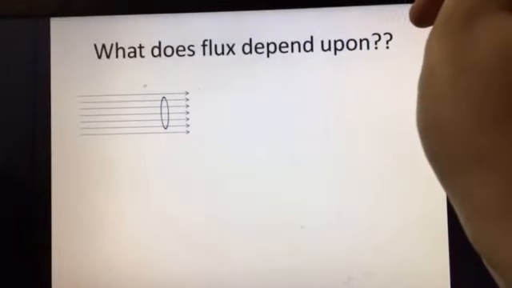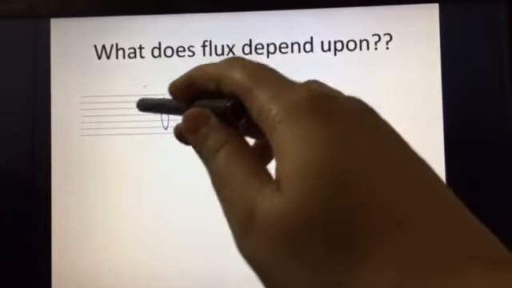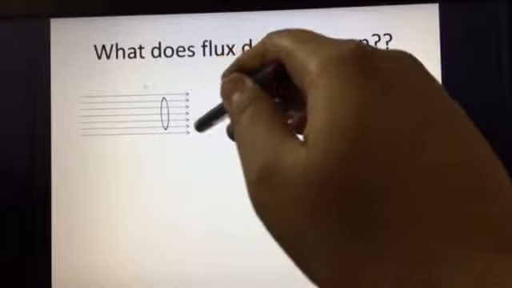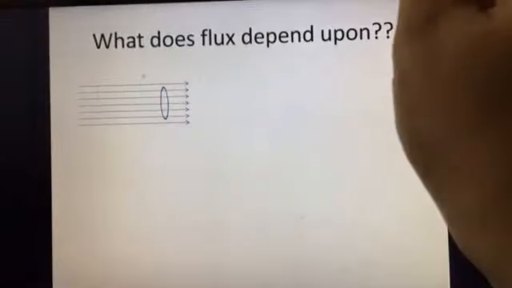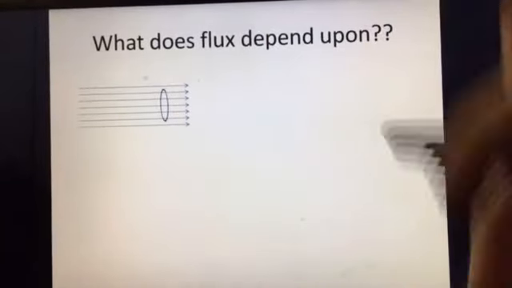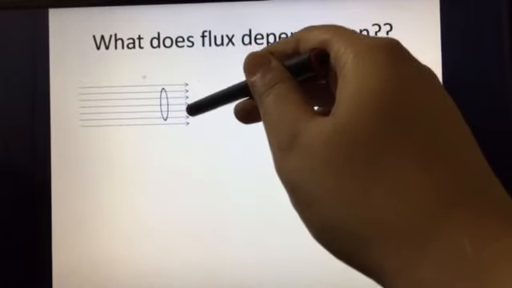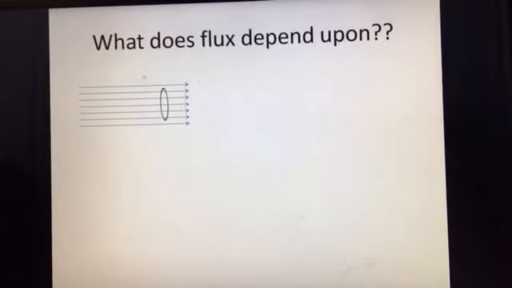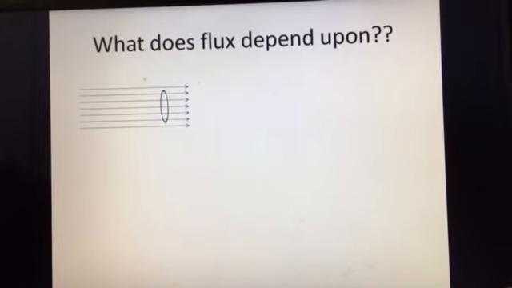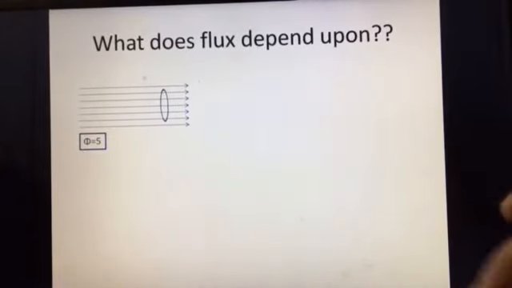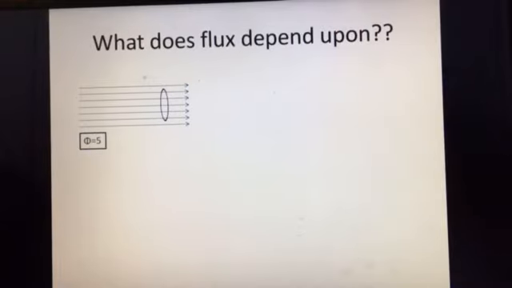What did we see earlier? That it is equal or proportional to the number of lines of force passing through the area. So how many lines are passing through this area? 1, 2, 3, 4 and 5. 5 lines are passing through this area. So right now I am just taking the flux equal to 5. Suppose this flux is equal to 5.